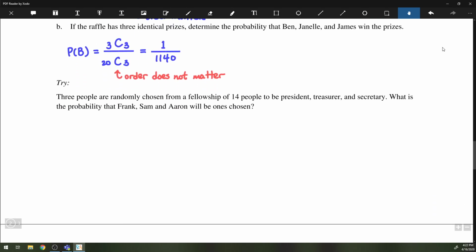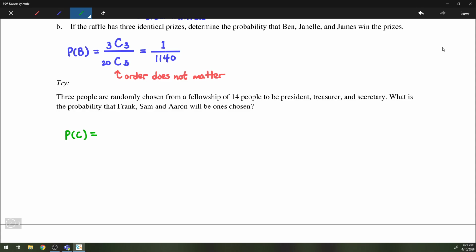3 people are randomly chosen from a fellowship of 14 to be president, treasurer, and secretary. What is the probability that Frank, Sam, and Aaron will be the ones chosen? Okay, so let's write that as probability of C, where C describes the event. Now, president, treasurer, and secretary are different posts, so the order matters. It will be different if Sam is the president versus if Aaron was the president versus if Frank was the president, and likewise for the other 2 roles of treasurer and secretary.